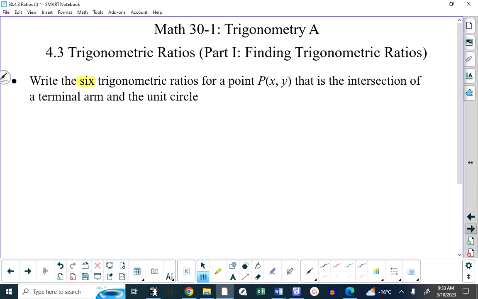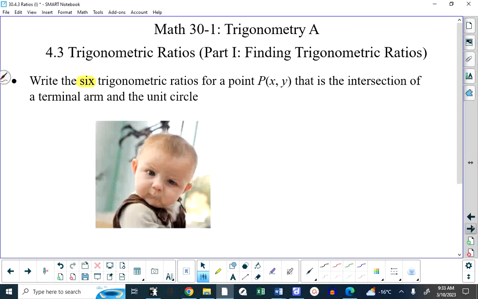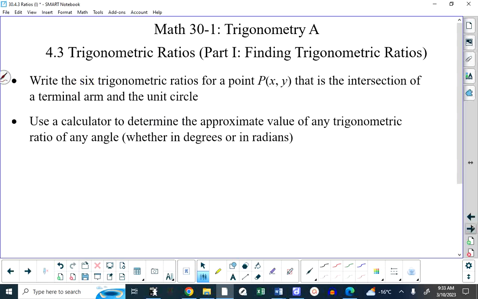circle. There's 6, right? Not 3, there's 6. There's sine of theta, cosine of theta, tangent of theta, and there's 3 more that you haven't been taught yet, but we will learn them today. We are also going to be using a calculator to determine values of trigonometric ratios, whether it's in degrees or radians. And you might go, well, geez, we're going to actually learn how to use a calculator to find trig ratios in Math 30, and the answer is yes, because those other 3 trig ratios don't have trig buttons on your calculator. You have a sine button, a cosine button, and a tangent button, but you don't have those other 3.